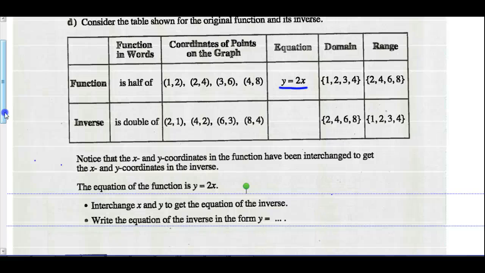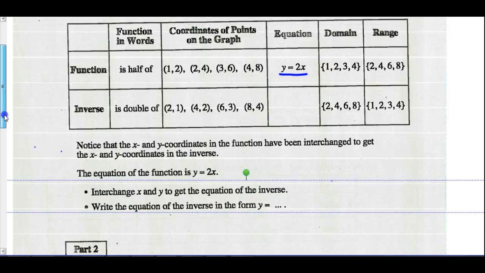Well, let's have a look. The inverse function equation, it tells us to do the following steps. Interchange x and y to get the equation of the inverse. So y equals 2x. Now x should equal 2y. All right. And now write the equation of the inverse in the form y equals. So in the form y equals, I want to solve for y, so I can divide both sides by 2. So x over 2 will equal y. Or you might want to say it as y equals 1/2 of x. So there's the equation of our inverse.